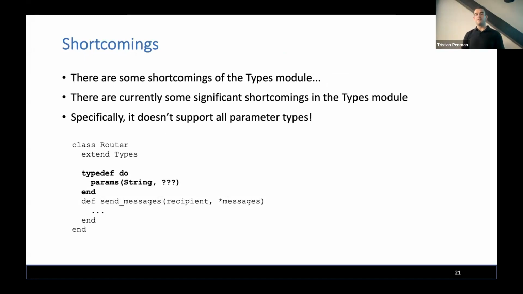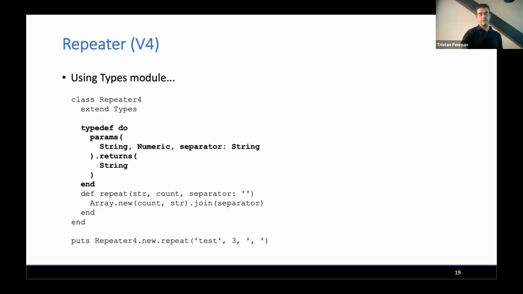So as I said, there are some shortcomings in this types module. And specifically, it doesn't support all parameter types in Ruby because there are quite a few. And by the end of this talk, we're going to support 6 of them. There's actually more than that, but 6 will suffice for tonight. Now, the reason I've left the 3 question marks here is as kind of like a hint for what we don't support yet. So if you look at our syntax that we've settled upon, when we call params, we're matching the positional parameters 1 for 1. So str is a string, count is numeric, separator is a keyword argument, so we'll worry about that later.